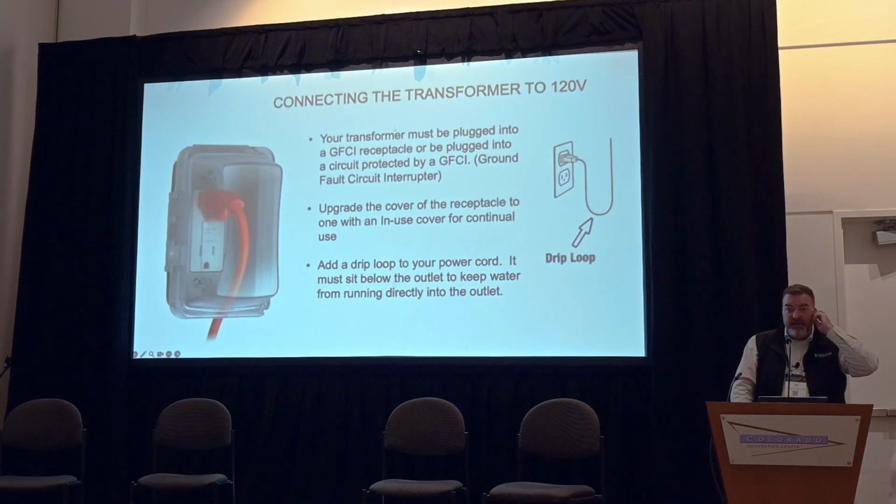You always want to have it connected to a GFCI circuit. Either the outlet needs to be a GFCI, or go back to your panel and put a GFCI outlet or GFCI breaker in your panel if you're going to control it by the circuit. So always an in-use cover. Put a drip loop always under.